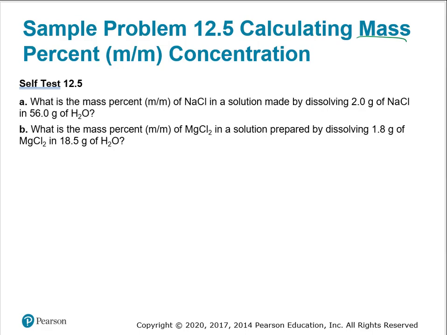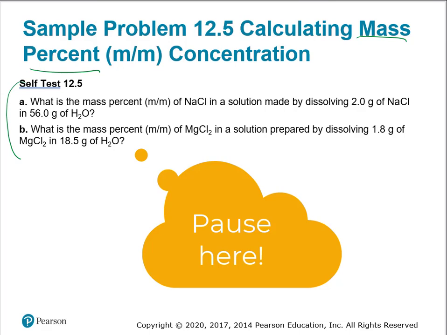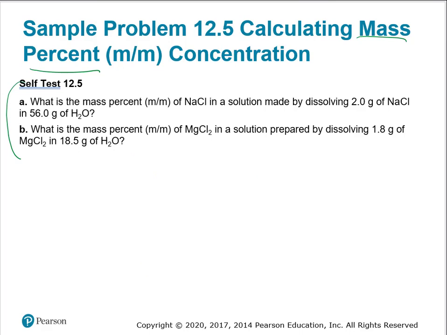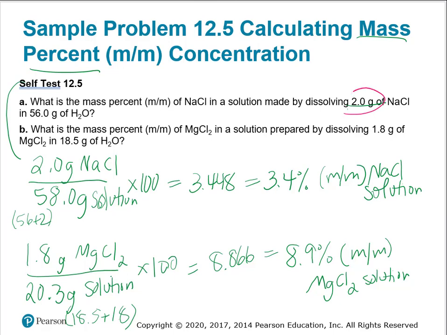Here's a problem looking at mass percent concentration. Pause the video here and see what you can put together. Let's look at these two. We were told that we dissolved 2 grams of sodium chloride in 56 grams of water. So the mass percent is we take the part, sodium chloride, divided by the whole. So I took 56 grams of water plus the 2 grams of NaCl to get the total mass of the solution. So 2 divided by 58 times 100, rounded to 2 significant figures, would give me 3.4% mass NaCl solution.